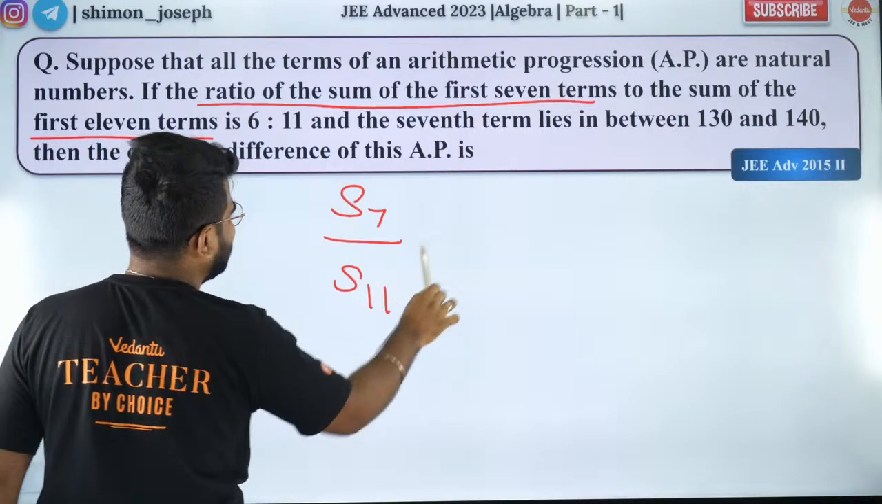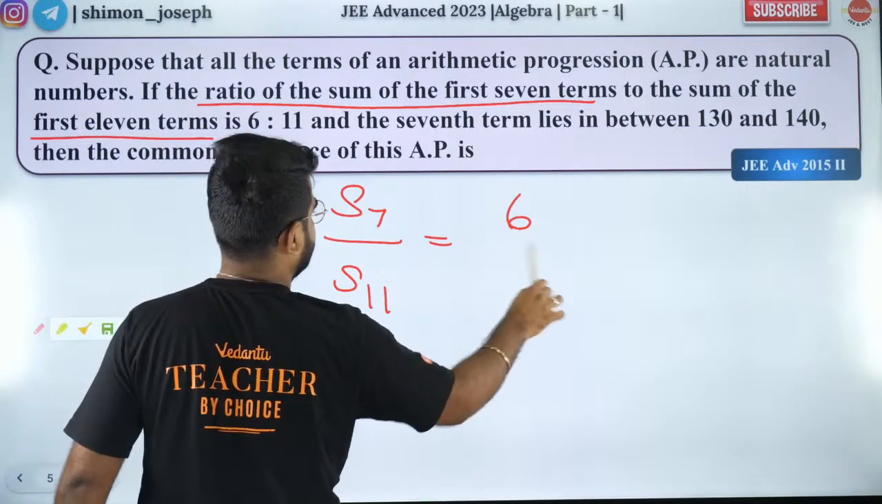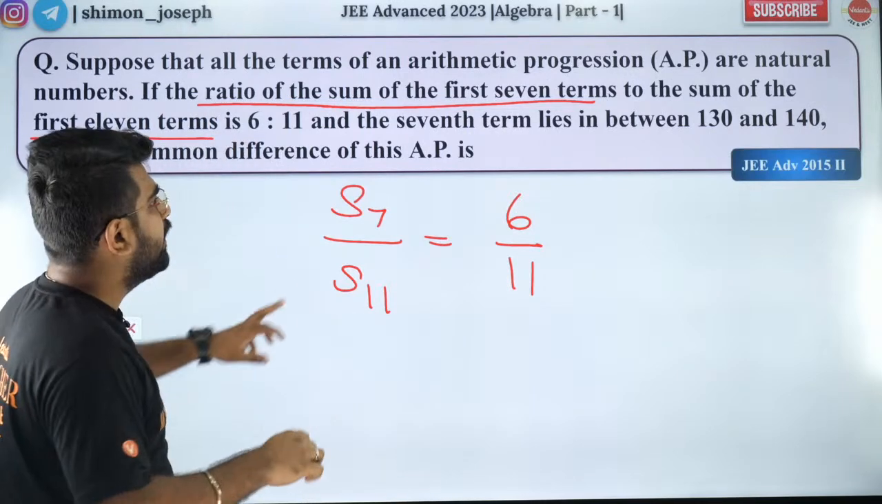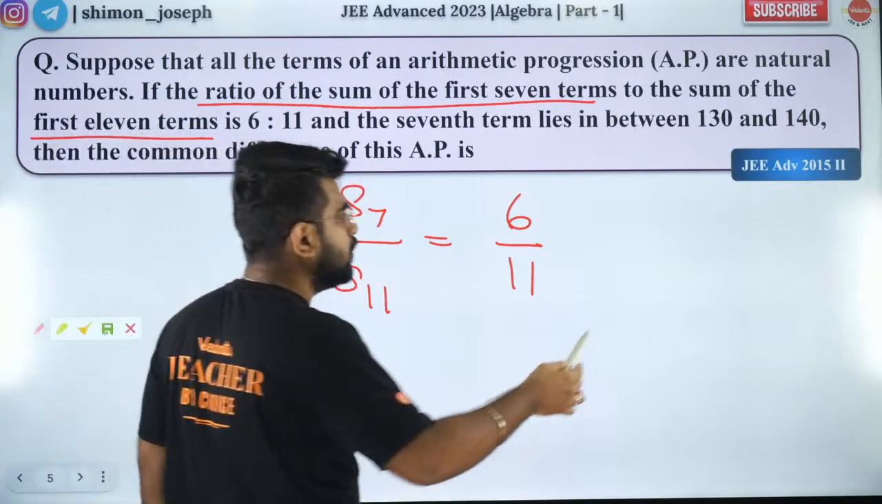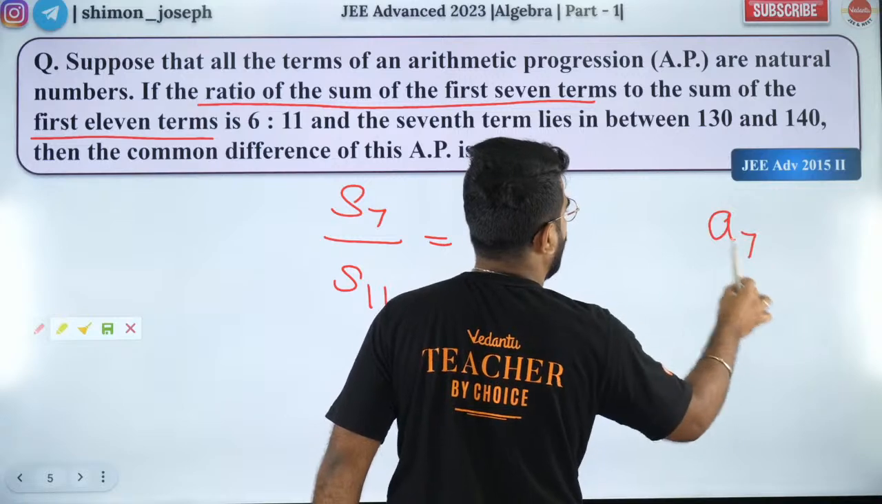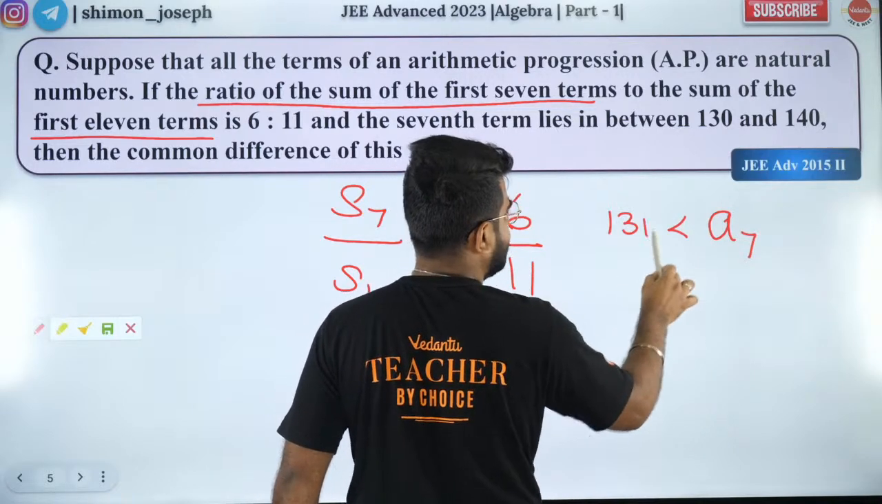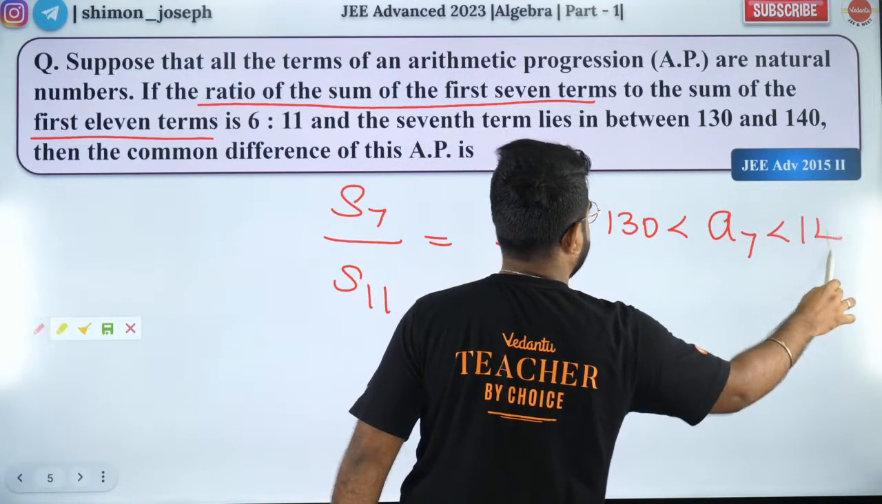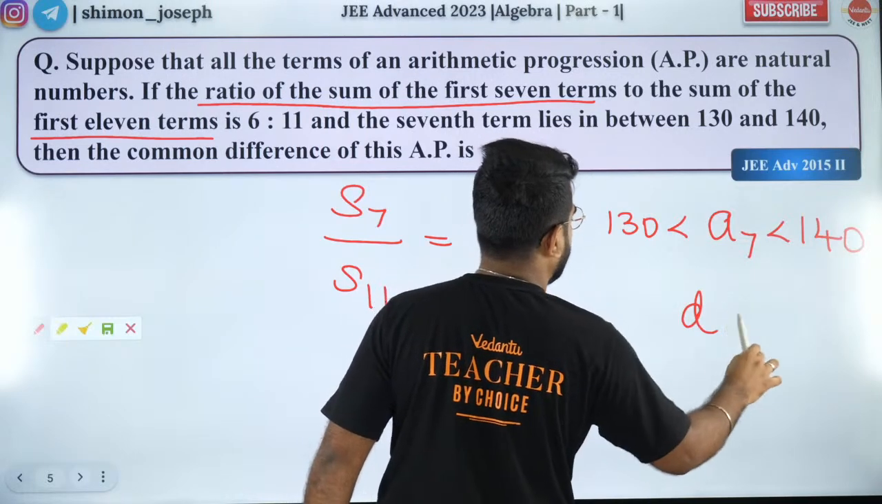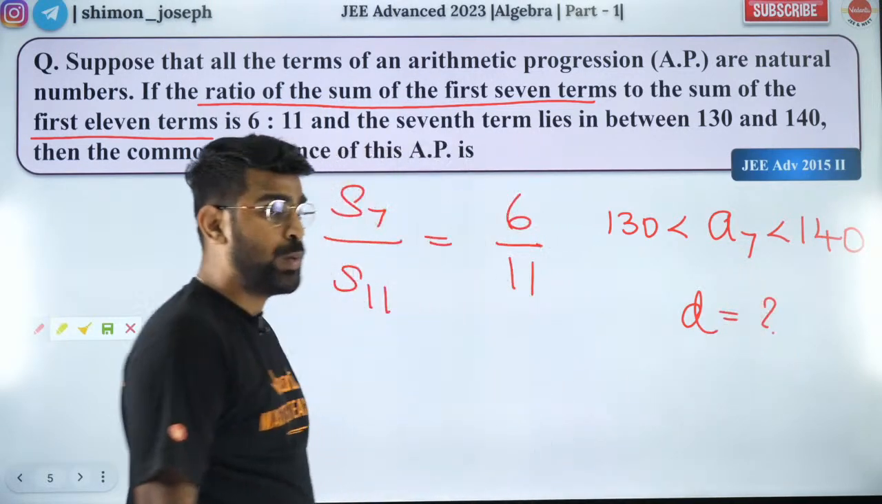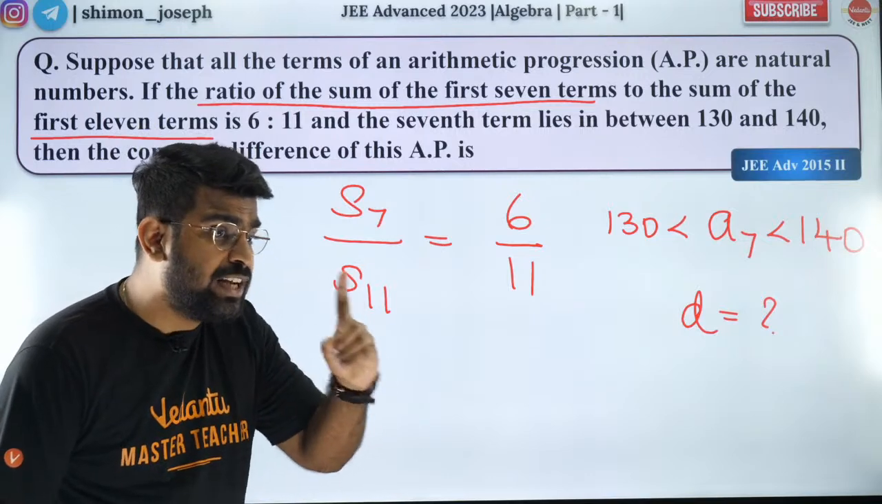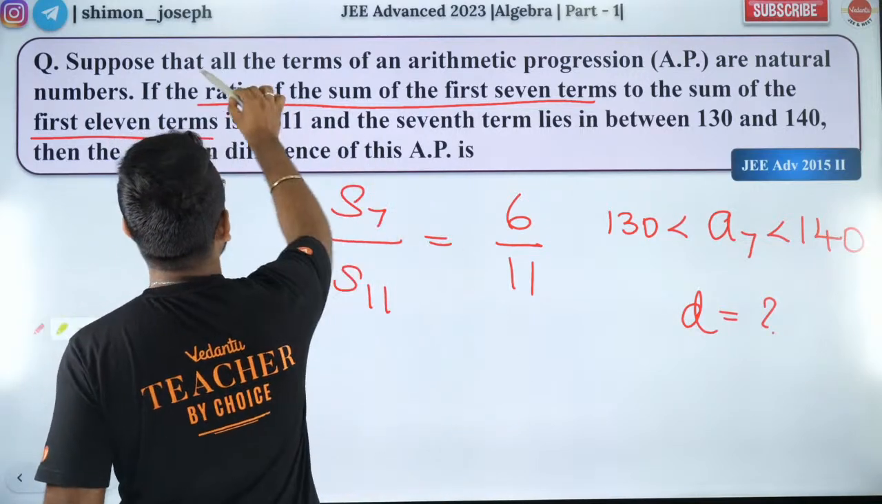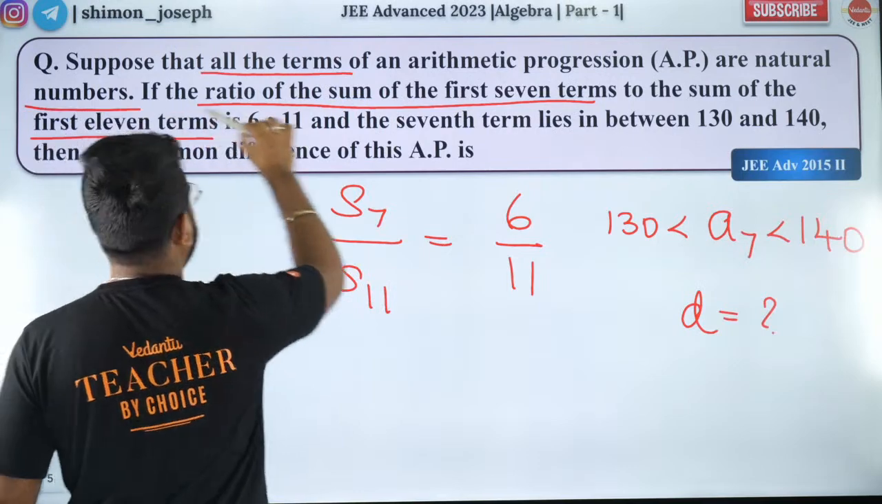So S7 by S11 is 6 by 11. And the seventh term lies between 130 and 140. Then they're asking you what is the common difference. Nice question. And one more important piece of information in the question is that all the terms are natural numbers.